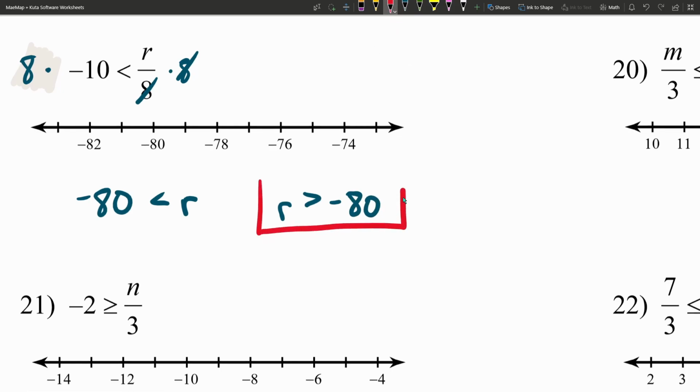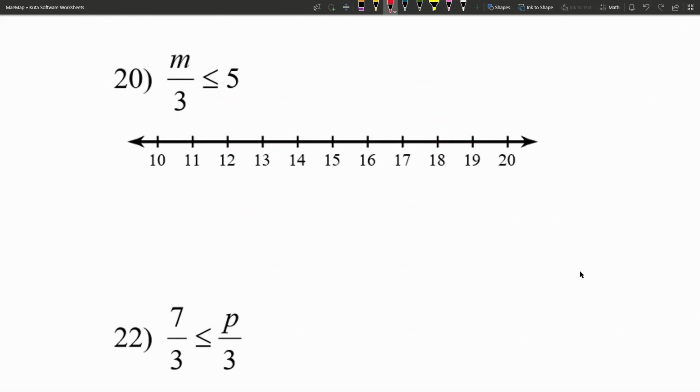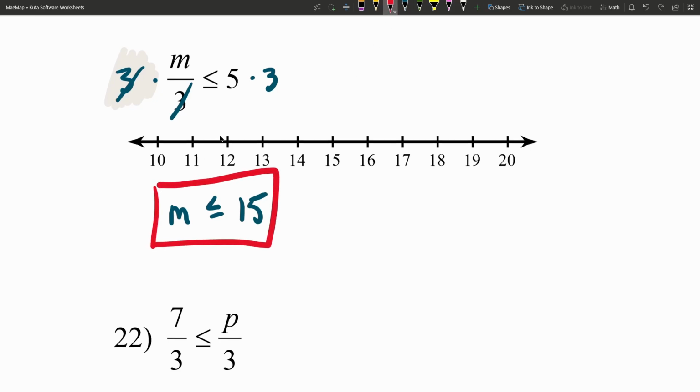This helps me remember that I need to shade to the right because r are all those values that are bigger than that -80. So circling negative 80, but I'm not shading that circle in, I'm just shading everything to the right. R is greater than negative 80. For number 20, we're going to have m over 3 is less than or equal to 5. When I multiply by a positive 3 on both sides of my inequality, I'll get that m is less than or equal to 15. That's my solution for number 20.